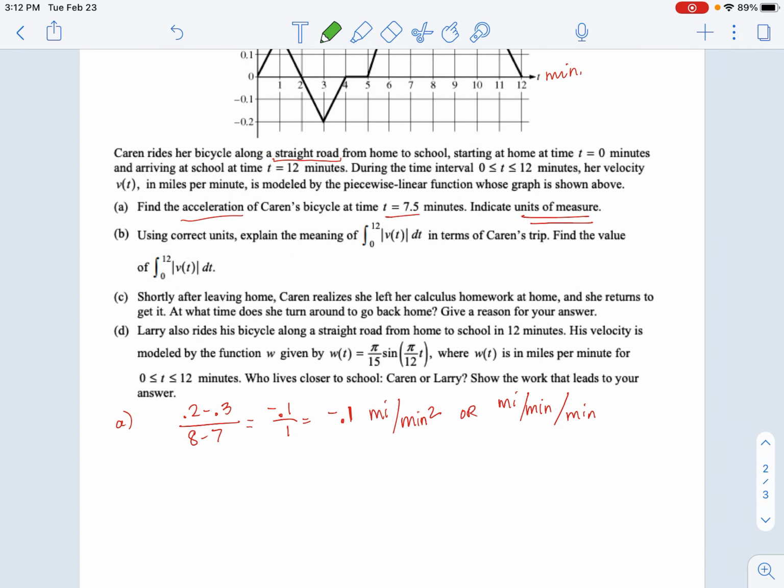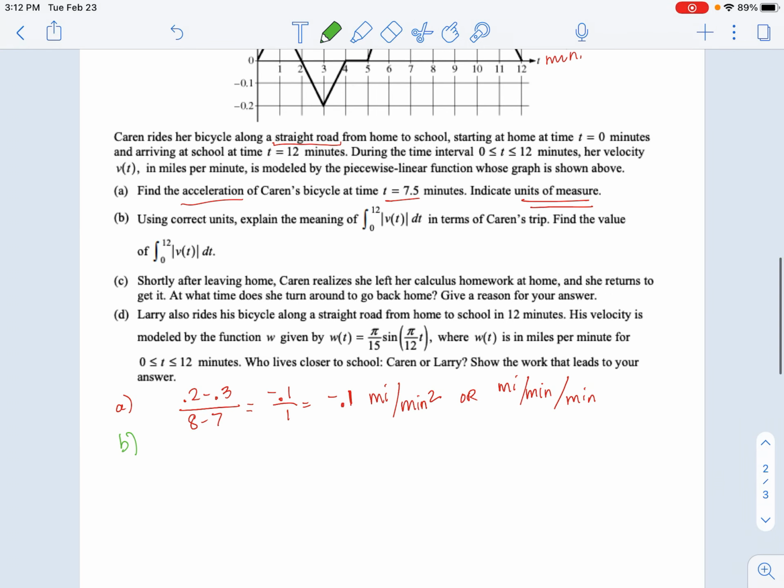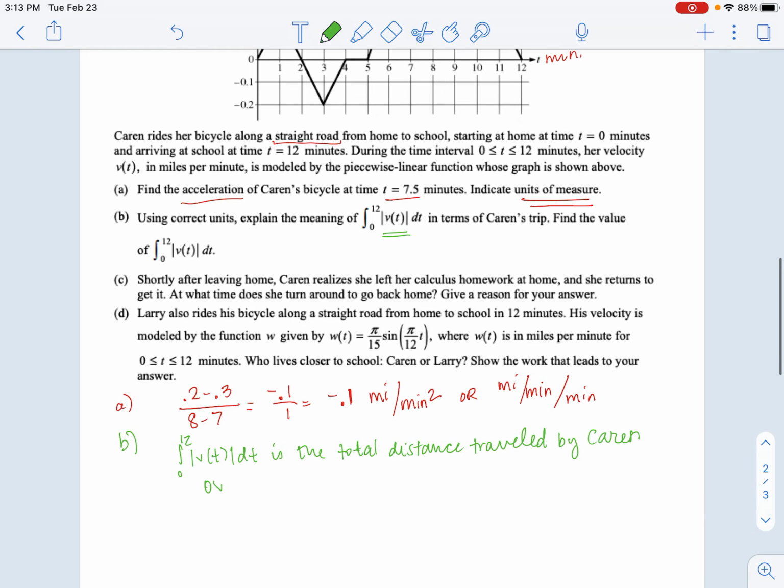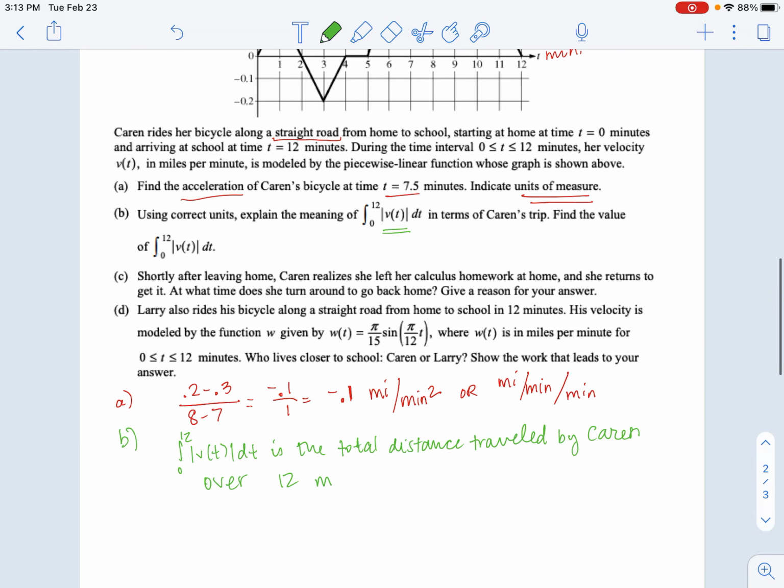Part B. Using correct units, explain the meaning of the integral from 0 to 12 with the absolute value marks around V of t in the context of Karen's trip, and then find the value of that. So 0 to 12 with the absolute value marks, we're calculating the total distance traveled by Karen over 12 minutes.